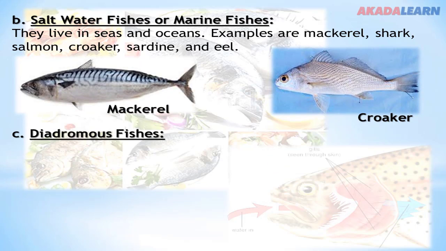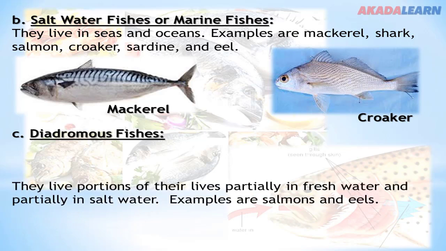Let's look at diadromous fishes. These are fishes that live portions of their lives partially in fresh water and partially in salt water. Examples of such fishes are salmons and eels.